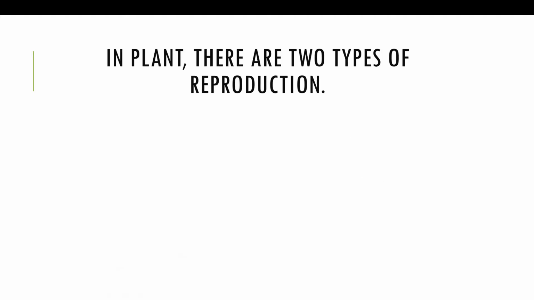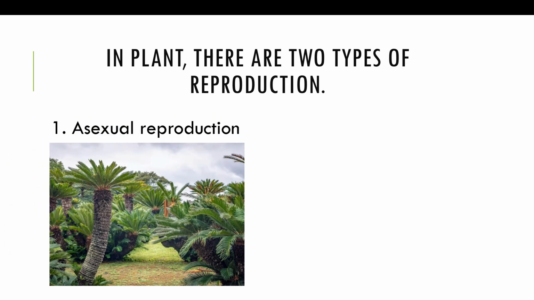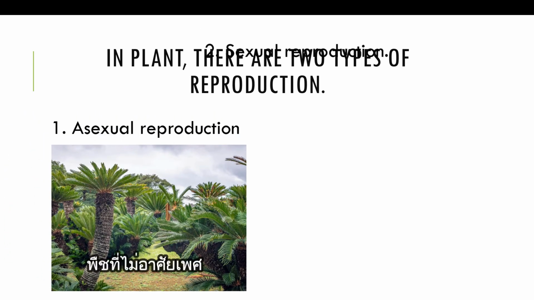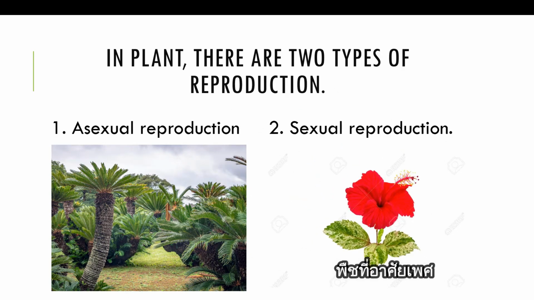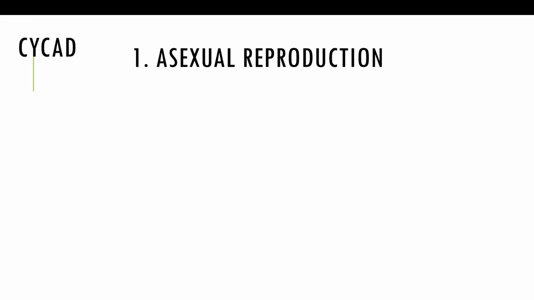In plants there are two types of reproduction. Number 1 is asexual reproduction. And number 2 is sexual reproduction. There are two types of reproduction in plants: asexual reproduction and sexual reproduction.